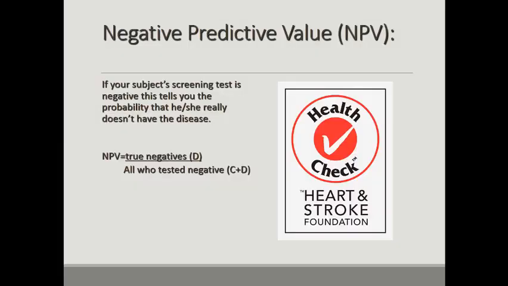Negative predictive value is the opposite of positive predictive value. If a subject's screening test is negative, then your negative predictive value tells you the probability that he or she doesn't have the disease. If a patient has a negative screen for heart and stroke risk, and the patient wants to know, "What does this mean in terms of my heart and stroke risk? How likely is it that I'm not going to have a heart attack or stroke in the next year?" you can tell them the negative predictive value of the screen.